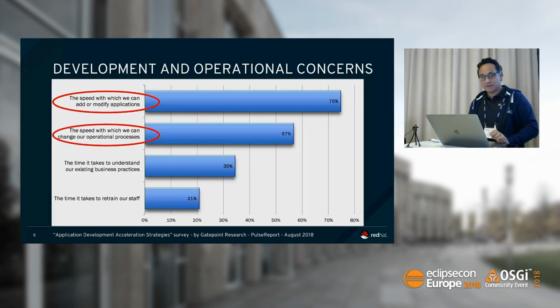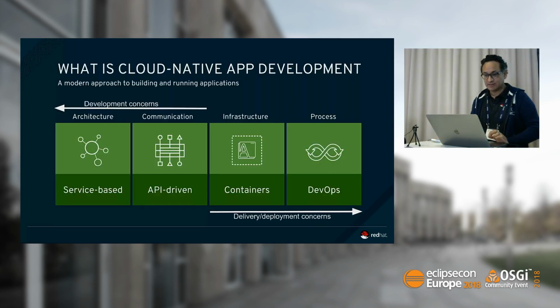Also, there was a research study done in August of this year by GatePoint Research, called the Pulse Report. And this just confirms this idea of speeding up application services and operational services. If you look at the results here, 75% of the respondents said their concerns were related to the speed with which we can add and modify applications, and this talks right to the application services. And 57% said the speed with which we can change our operational process, and that talks to the operational services that I mentioned.